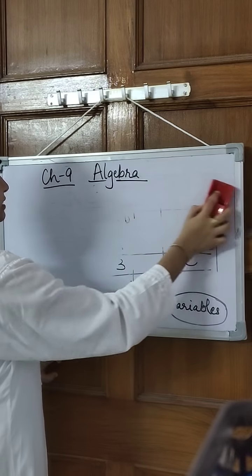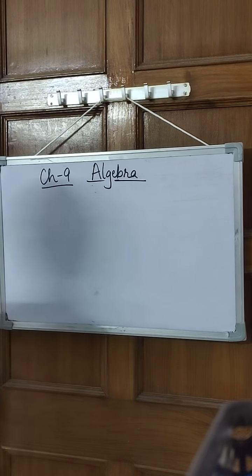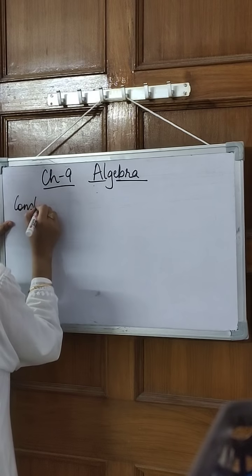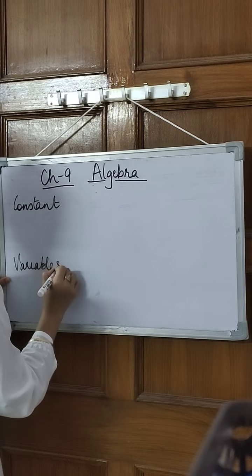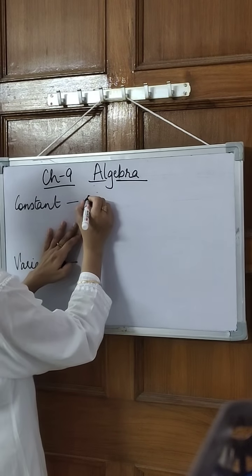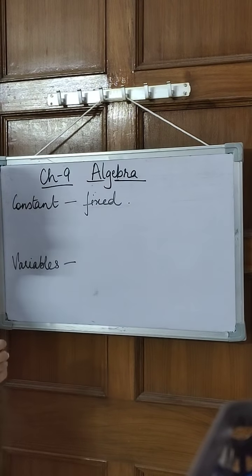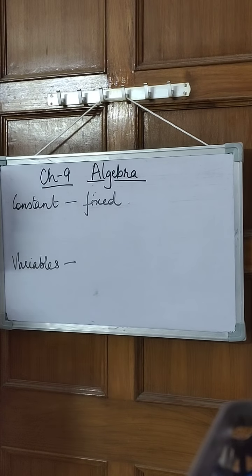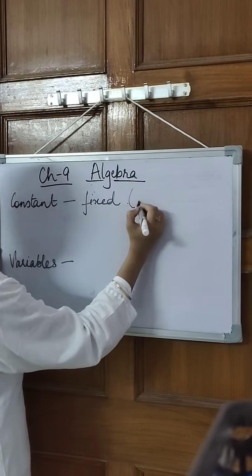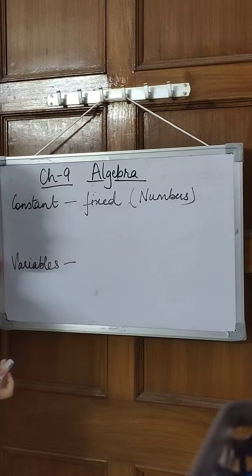So with this, what we can see is that we have two terms here. First is constants and second is variables. So what is a constant? Values that are fixed. So what is fixed? Numbers are fixed. If I say 2, then 2 will remain 2. The value of 2 will never change. It will not become 3. It will not become 4. So numbers remain the same. So we can say that constants are numbers, because the value of the numbers remains the same.